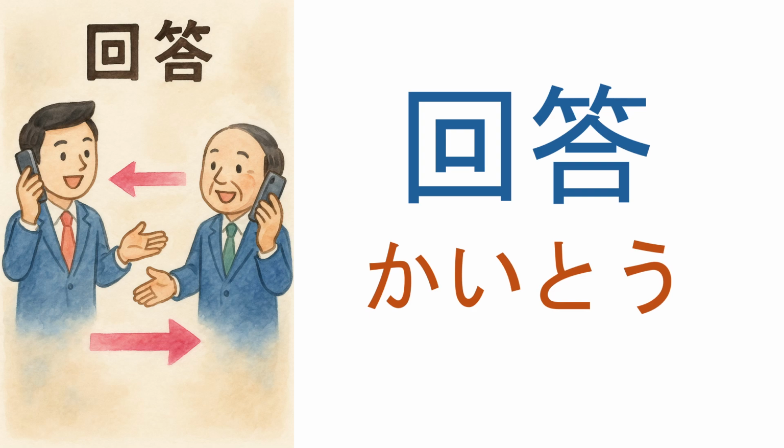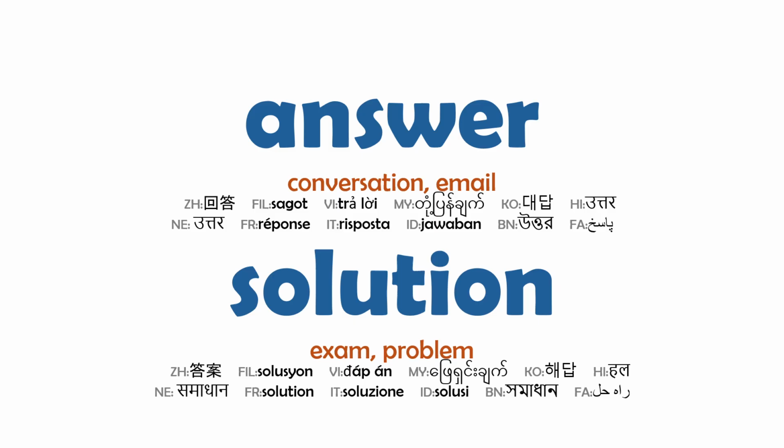Kaito. The word kaito means an answer or response. It can refer to a reply you give in conversation or in writing, like an email or message. And it can also mean the solution to a question or problem, such as a test answer. Use kaito when someone asks for your reply or when you present the correct solution. And the exact nuance depends on the situation.